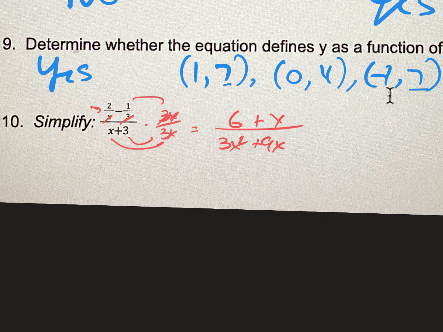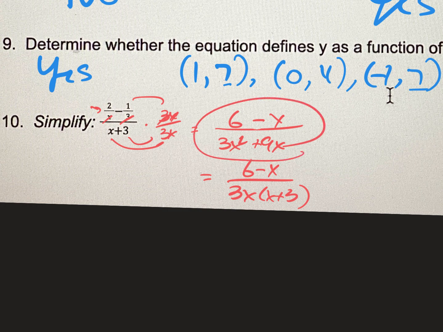Should be a minus sign there. Not exactly sure why I put a plus. Okay, now, technically, if I wanted to, I could factor the denominator. I could take out a 3x, and that would leave an x plus 3. But because it doesn't cancel anyway, either one of those answers are okay. If you put this as an answer, you're good. If you put that as an answer, you're also good. But check and factor just to make sure that it doesn't cancel.